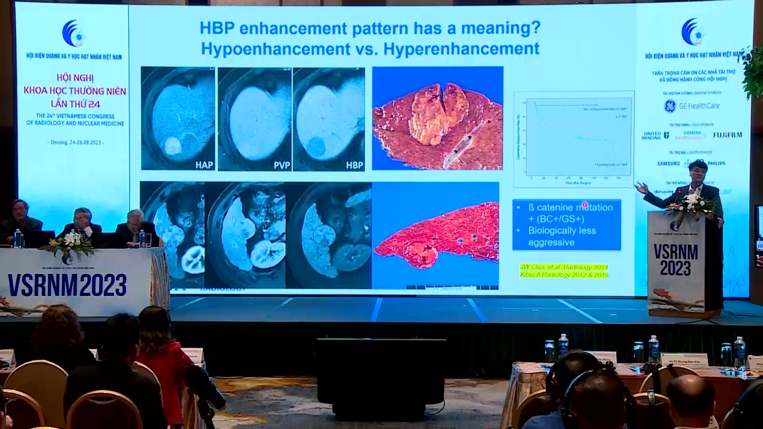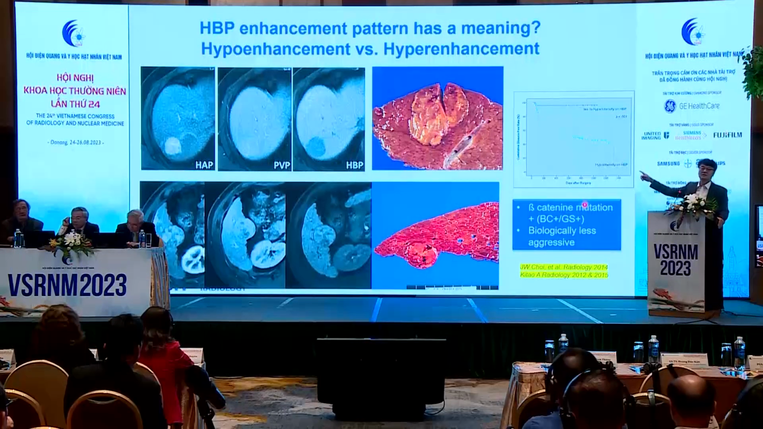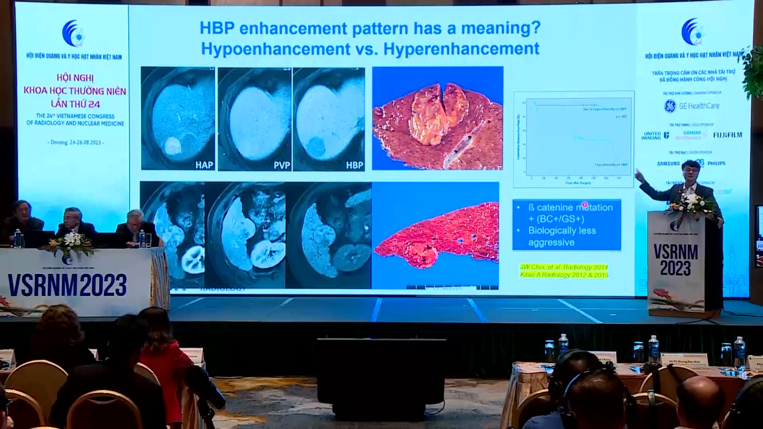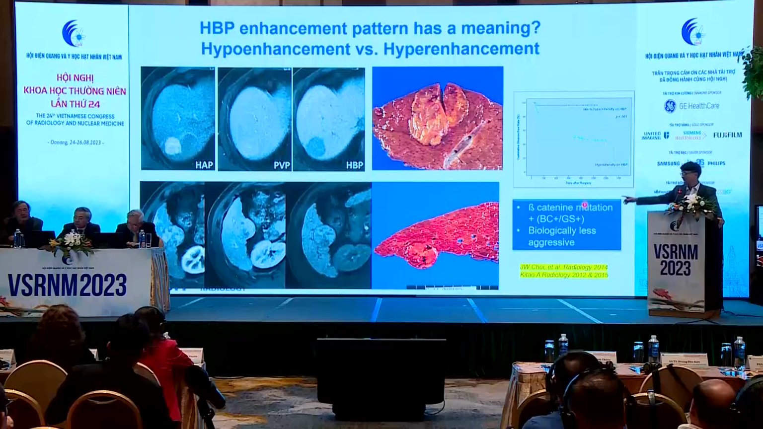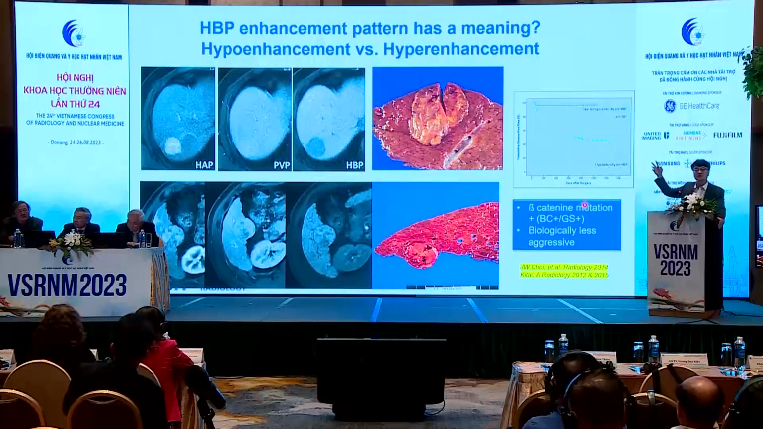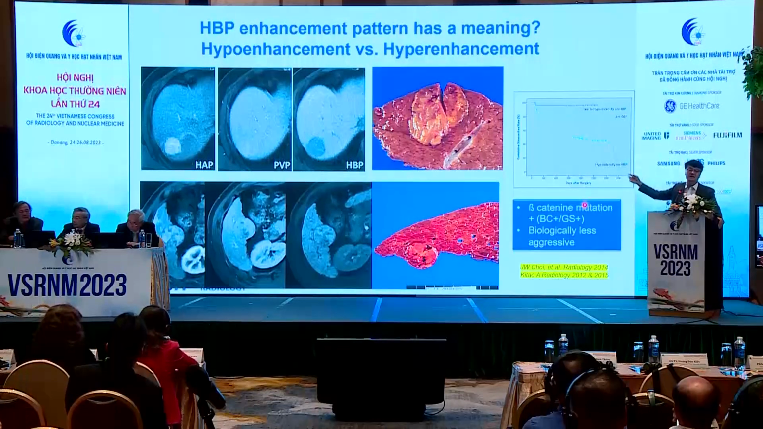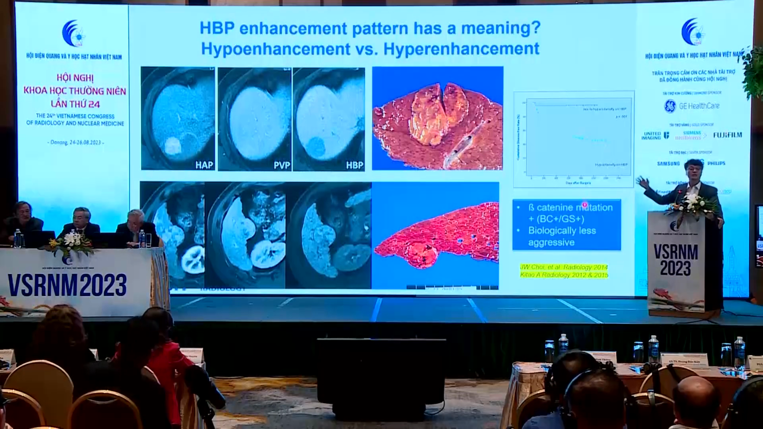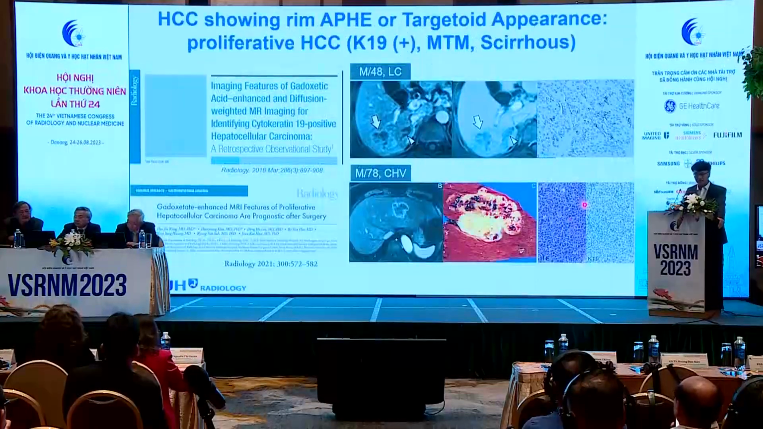Here are two cases. So 90% of HCCs can show hepatobiliary hypo-enhancement, and 10% show hyper-enhancement. So the upper one is the bad guy, the lower one is the good guy, although they are similar in size.